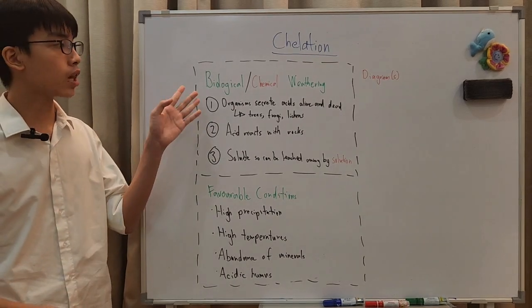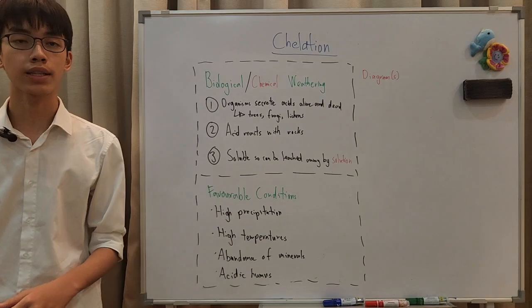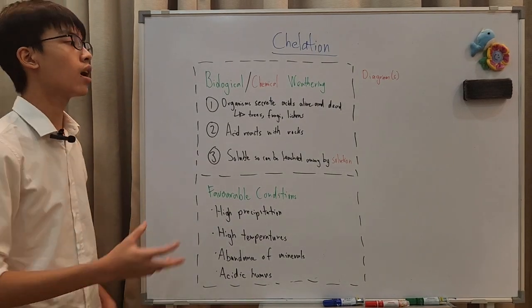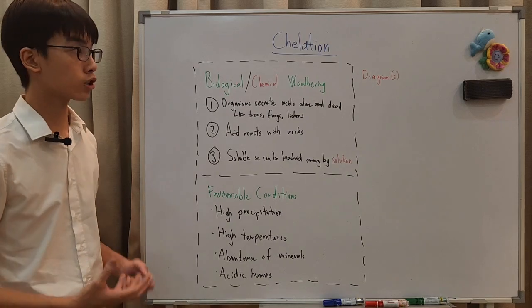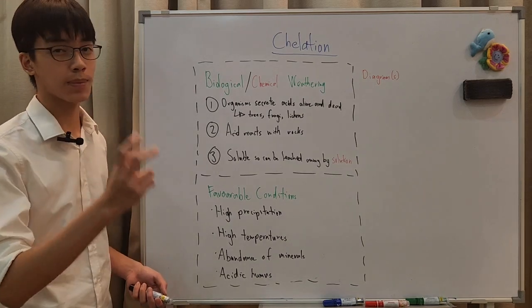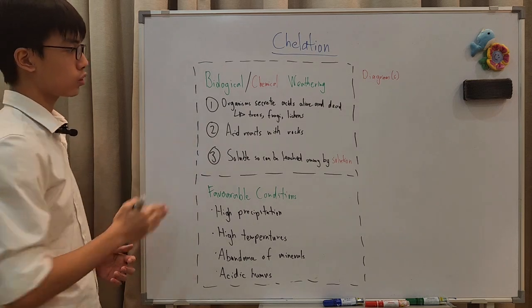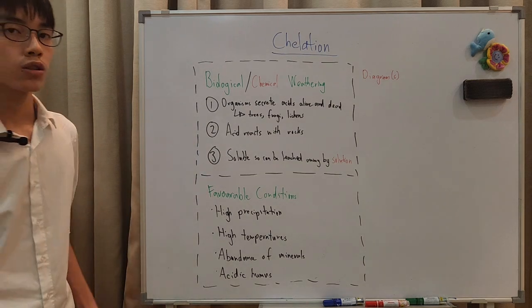So chelation is a biological/chemical weathering process, but it's mainly driven by biological organisms, and therefore it is classified as a biological weathering process with elements and aspects of chemical weathering. So here are the steps laid out 1, 2, and 3, and we can draw on a diagram.